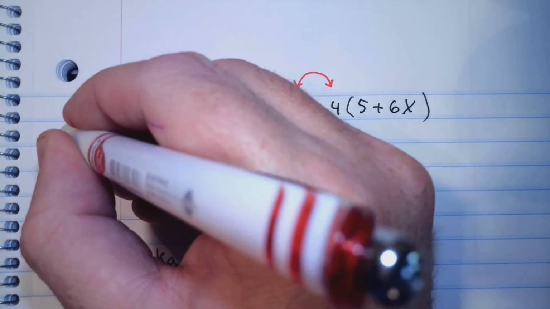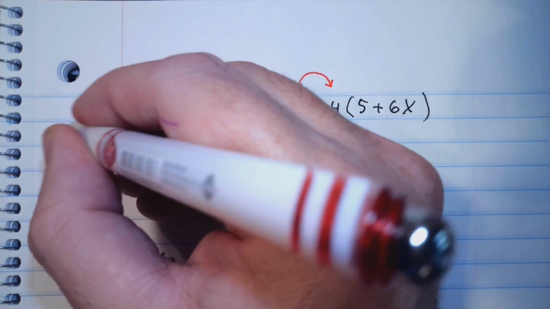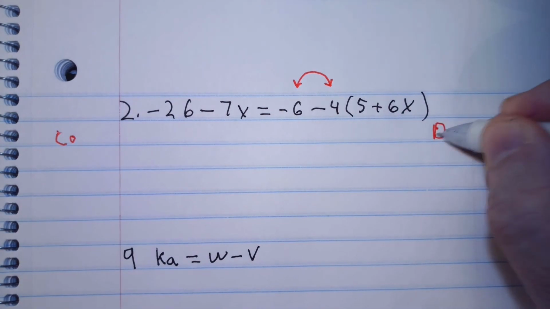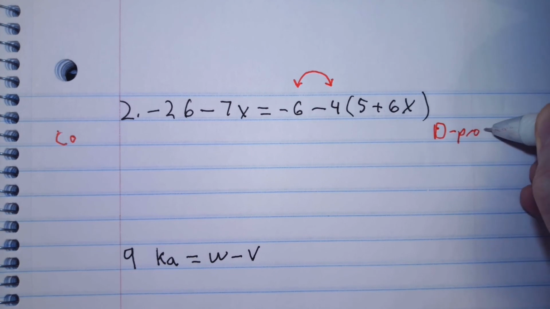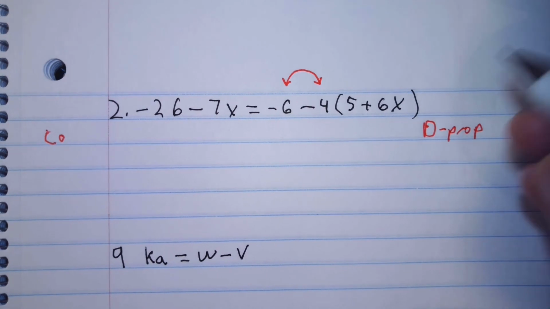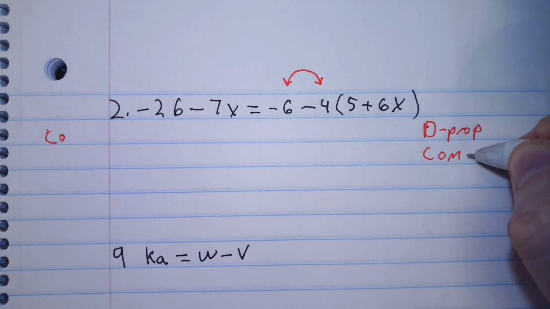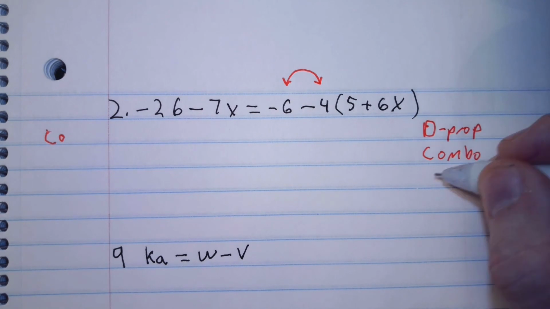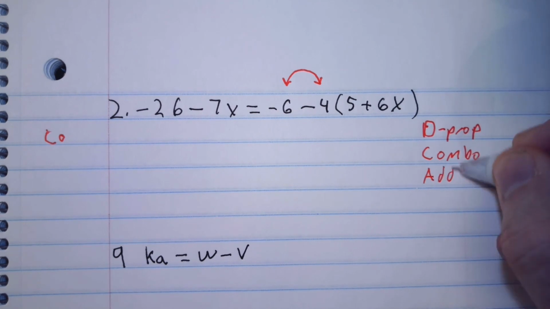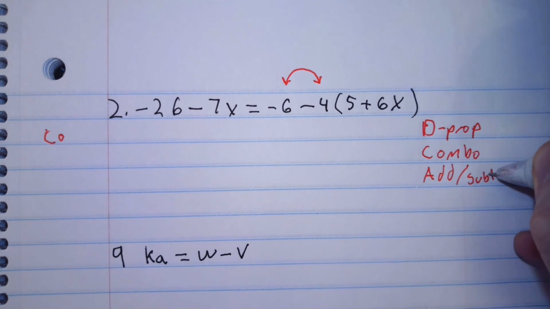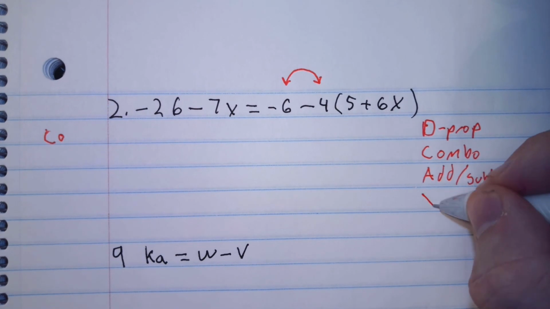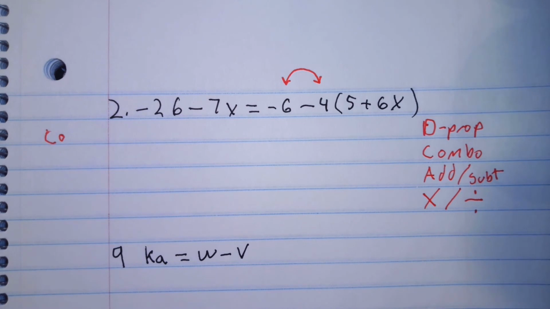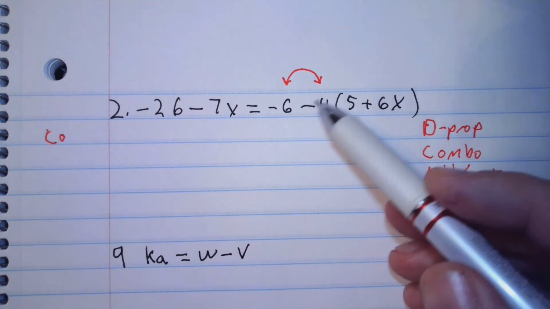We're going to do combine like terms. We're going to do the distributive property. We'll do distributive property first. Then we're going to combine. These are just the simplify step. And then we're going to add, subtract, and then we're going to multiply, divide. That's kind of the order we want to go in, and so you do not combine these first.